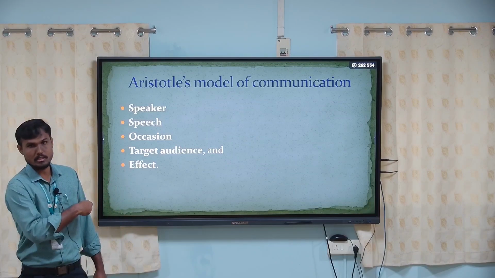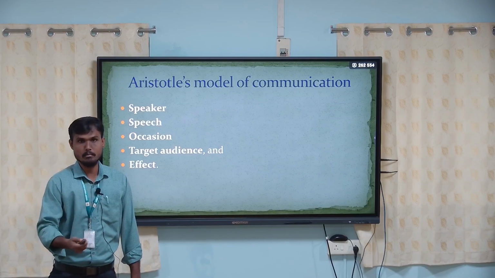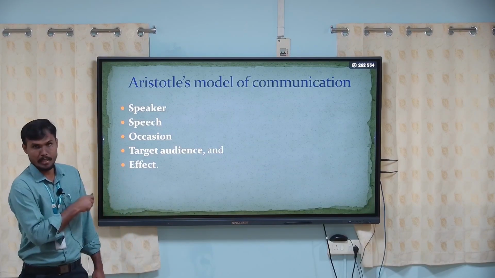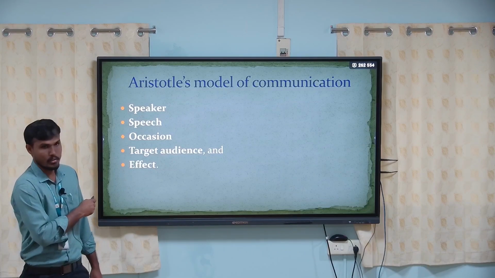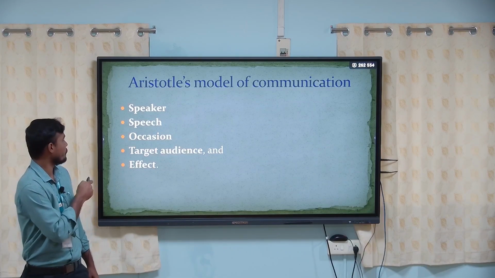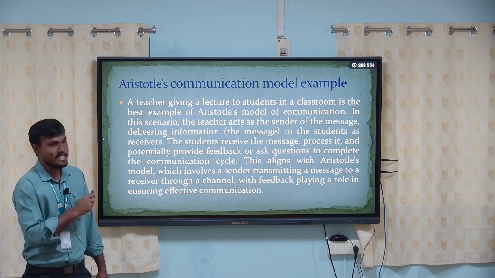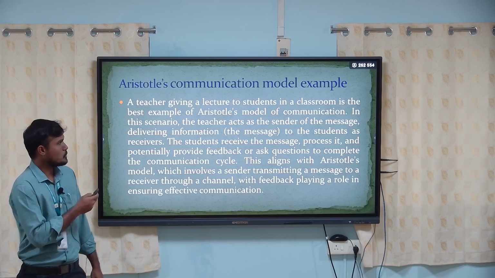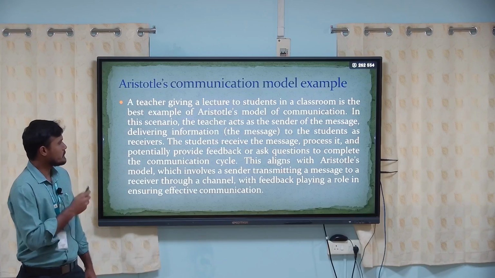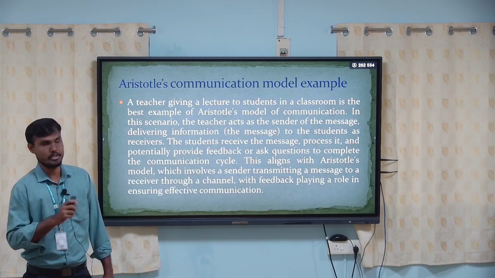Then the Aristotle model of communication. The following elements are involved when we communicate to the public: the speaker, speech, occasion, target audience, and the effect. As an example, a teacher giving a lecture to the students in the classroom is the best example of the Aristotle model of communication.